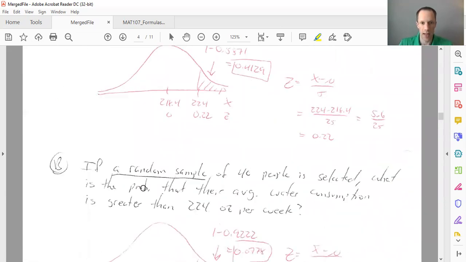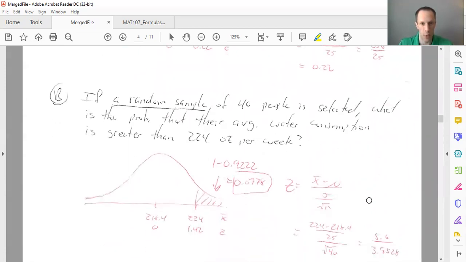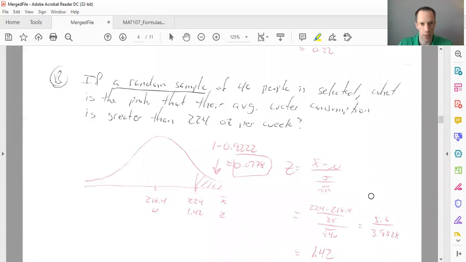Now, what if we select a random sample of 40 people, and we want the probability that their average water consumption is greater than 224 ounces per week? Well, here we're dealing with a sample, and we're asking about their average. So if the question is about a sample's average, you've got to ask yourself, what's the sample size? In this case, it's 40.